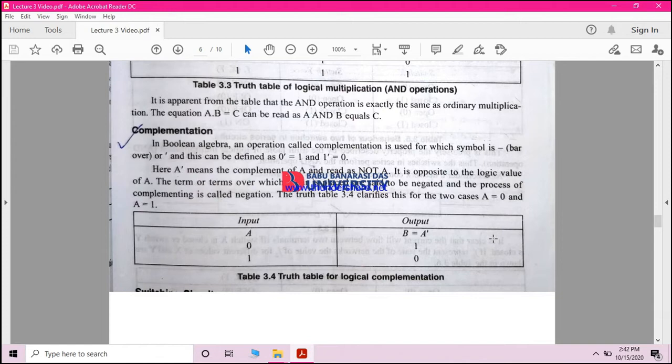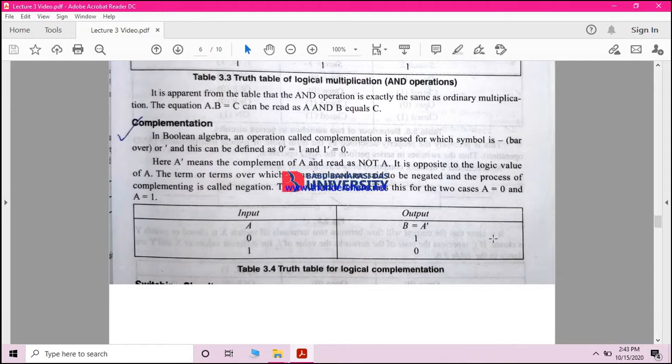0 complement is 1 and 1 complement is 0. You just simply apply a bar or a complement sign. In Boolean algebra, an operation called complementation is used, for which the symbol is a bar or this dash, and this can be denoted as 0 complement is equal to 1 and 1 complement is 0. Here A complement means the complement of A and is read as A not. It is also simply putting a NOT gate over any symbol, and then it will give the complement of that number.